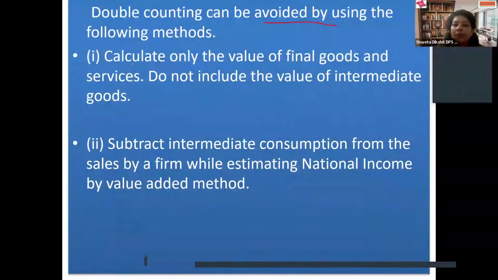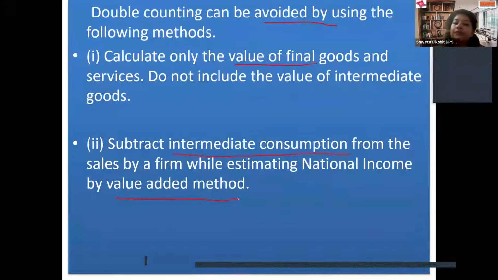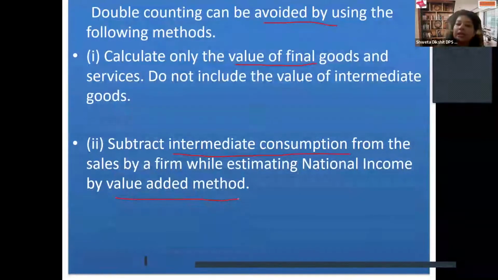So there are two ways to avoid the problem of double counting. First, just take the value of final goods, or that is the value addition method. That means subtract the intermediate consumption from value added. So either we go ahead with the value added method, that means subtracting the value of IC or intermediate consumption. Value added method, I repeat, subtracting the value of intermediate consumption, or just take the value of final goods. Don't go and touch the intermediate good at all. Don't include the intermediate good at all. So these are the two ways how we can avoid the problem of double counting.